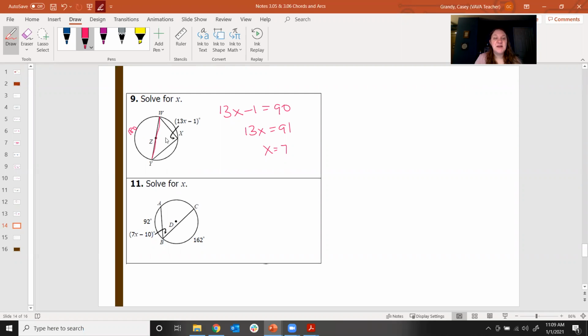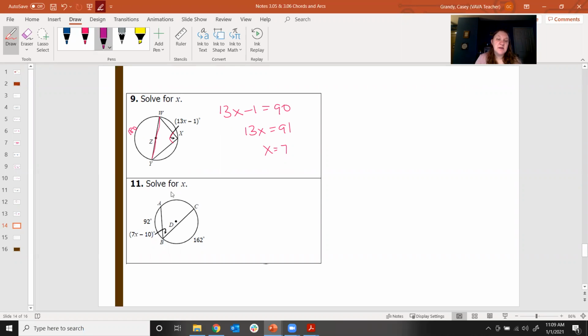And we know that half of 180 is 90, or if you see an inscribed angle intercepting a diameter, you can immediately know that it is 90 degrees. So I can say 13x minus 1 equals 90. Add 1 to both sides, divide by 13.